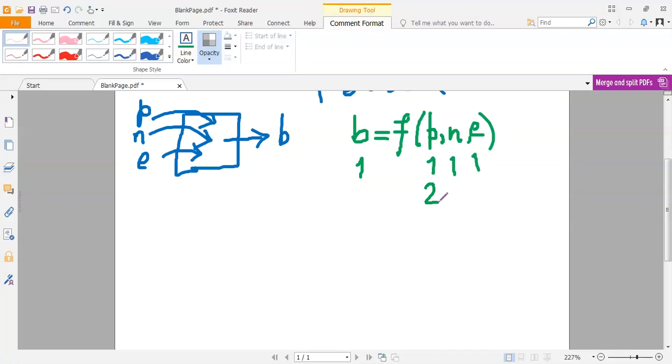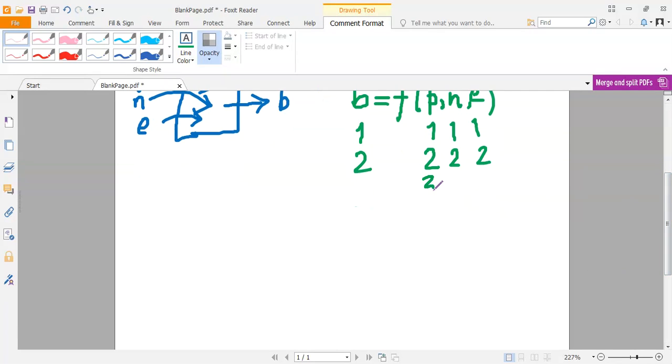Let's say I buy my raw materials from the stationery shop: two pencils, two pens, two erasers. I can actually make two pencil boxes out of that. I put one pencil, one pen, and one eraser in one box, and the second pencil, second pen, and second eraser in the second box. So this goes on. If I have three pencils, three pens, and three erasers, I get three boxes.